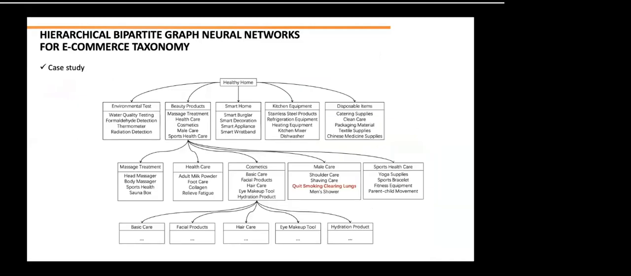We show a taxonomy case generated by our method from the real-world Taobao dataset. We apply our method to generate a 4-level taxonomy, and each parent topic is split into several children topics. We also find some interesting topics, such as quit smoking clean-ups in male care topic, which do not exist in other taxonomy generated by the compared algorithm.